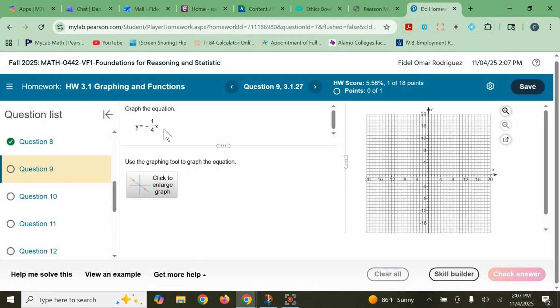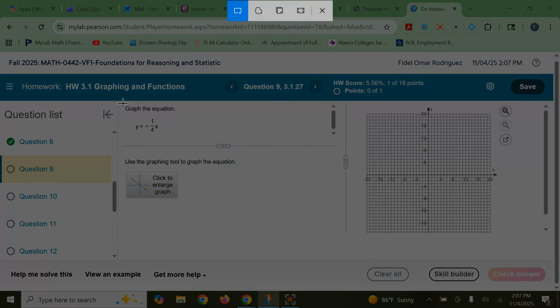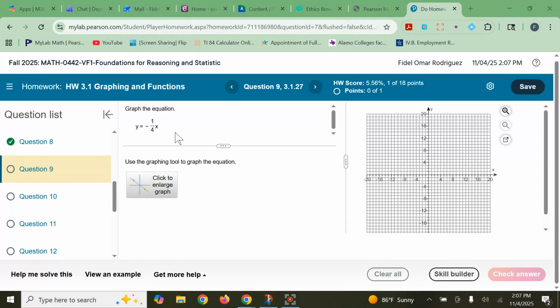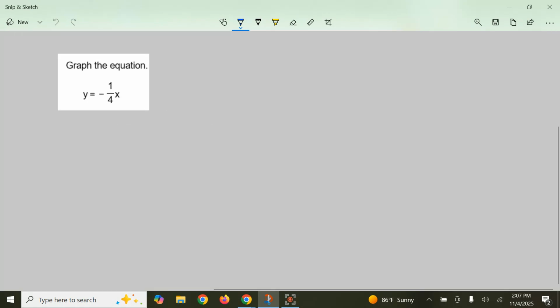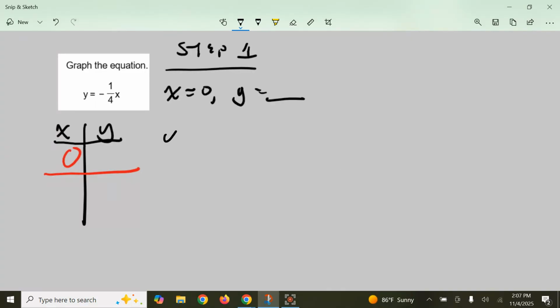Now, y'all, I'm going to do the same thing here. So I'm going to do a new one here. I'm going to graph this equation. So look, same sort of setup, right? We're going to do the same thing here. We're going to pick a chart. Remember, y'all, my favorite number is 0. So we're going to say step 1, let's let x be 0. Let's figure out what y is.